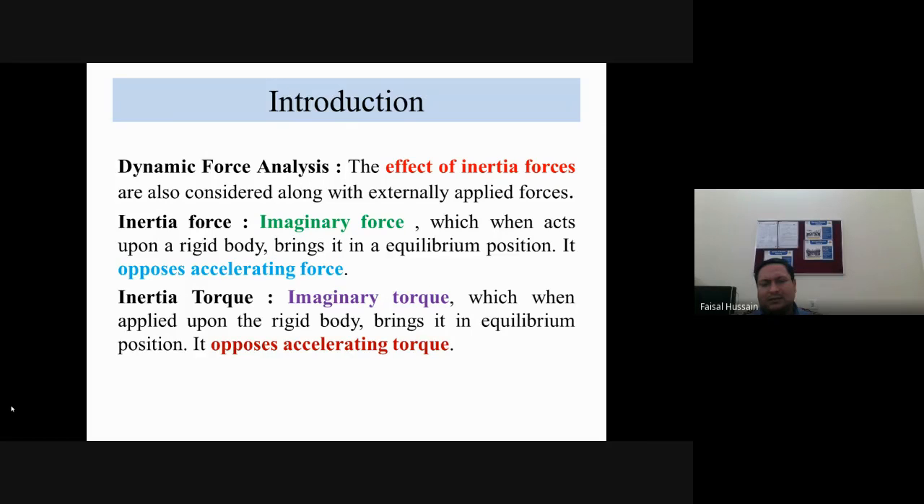Manner prescribed means, if it is a single slider crank mechanism, input is your crank and output is your rocker. Now tell me what will be the motion prescribed in a crank rocker mechanism. Input and output motion prescribed in a crank rocker mechanism. Please, any one of you students, tell me what will be the prescribed motion of a crank rocker mechanism. Can anyone give the answer, please?